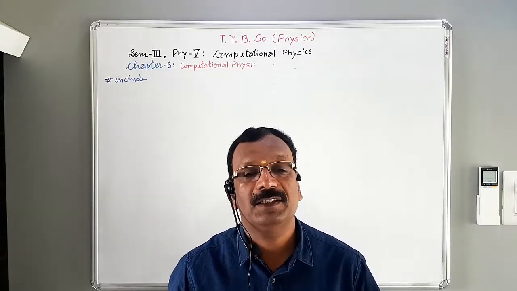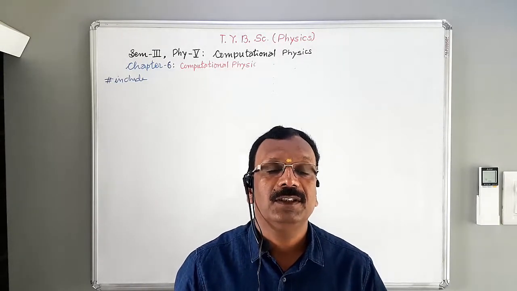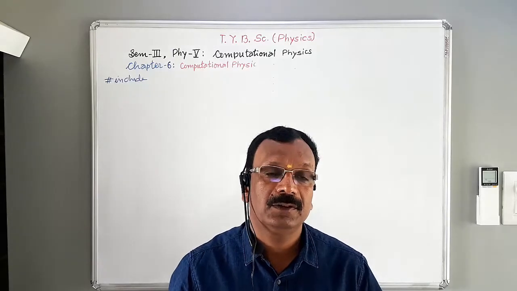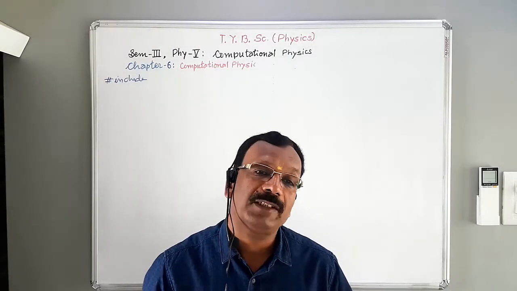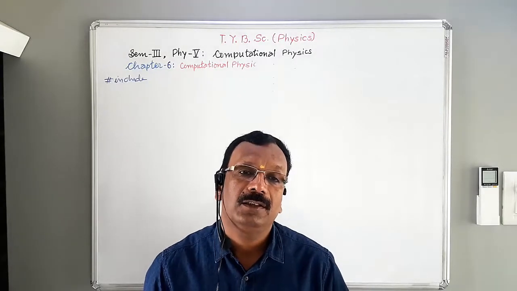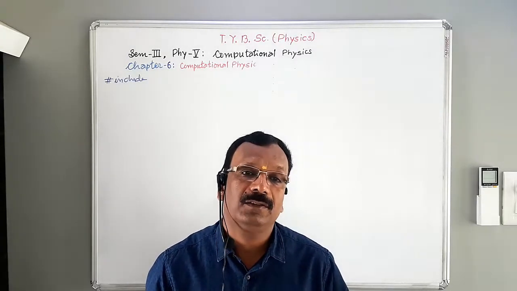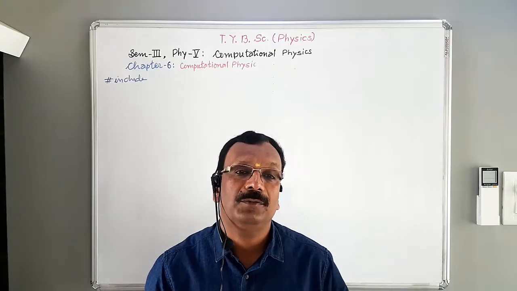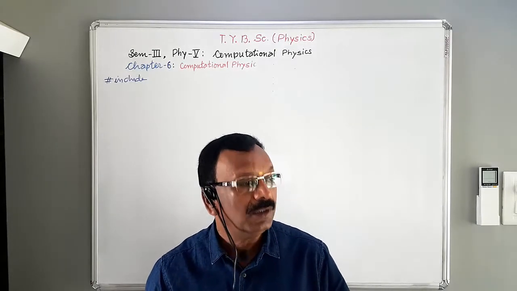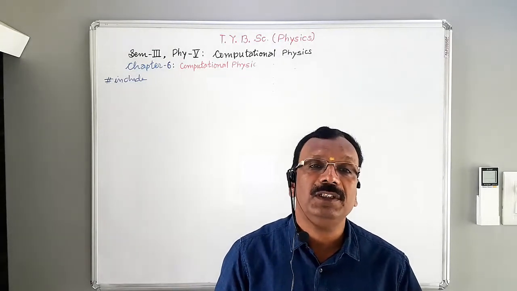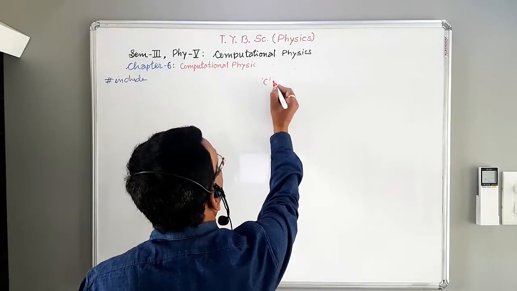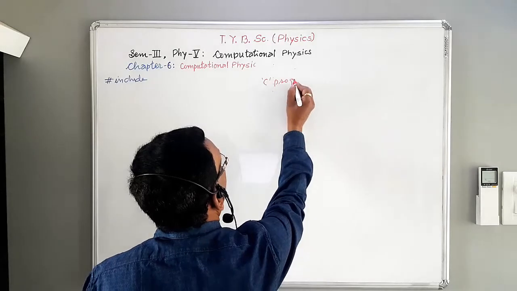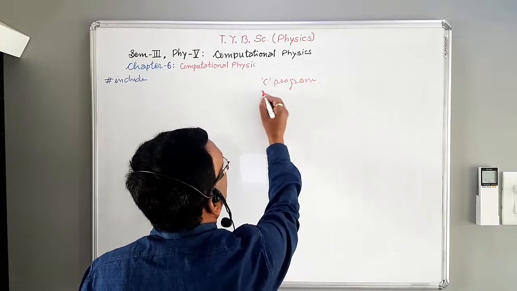In the previous lecture, we studied the bisection method, the algorithm of the bisection method, the flowchart for the bisection method, and one example related to the bisection method. Now in this lecture, we are going to see the C program for the bisection method.